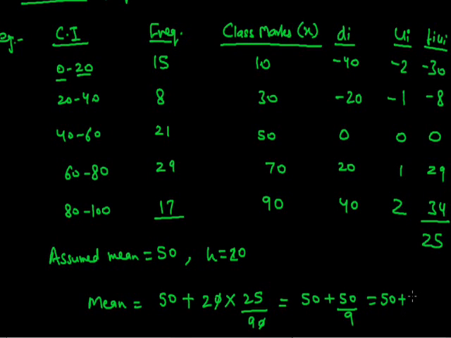50 by 9 is approximately 5.55. So accordingly you will get the mean as 55.55. This is the method of finding the mean by using any method, like step deviation or direct method, in the case of a continuous frequency distribution table. It is the same method, but here you definitely need to take the class marks, because class intervals are given in a continuous frequency distribution table. Then by using any of the methods you can find the mean.